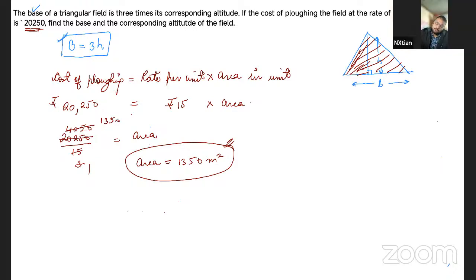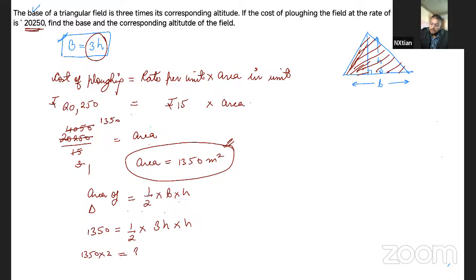Okay. Now, area of triangle is half into base into height. Now, area of triangle is 1350 is equal to half into base. Base is given as 3 times h. So I will write 3 times h into h. Understood or not? Now 2 will go to that side, so it will become 1350 into 2 is equal to 3h square, and the 3 will go and it will become divide.